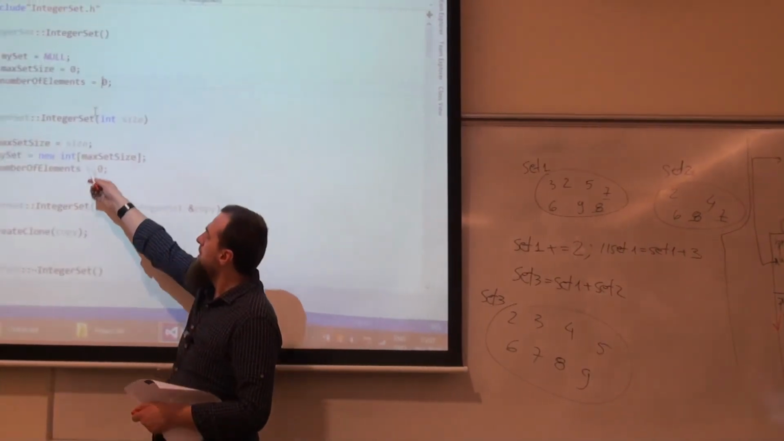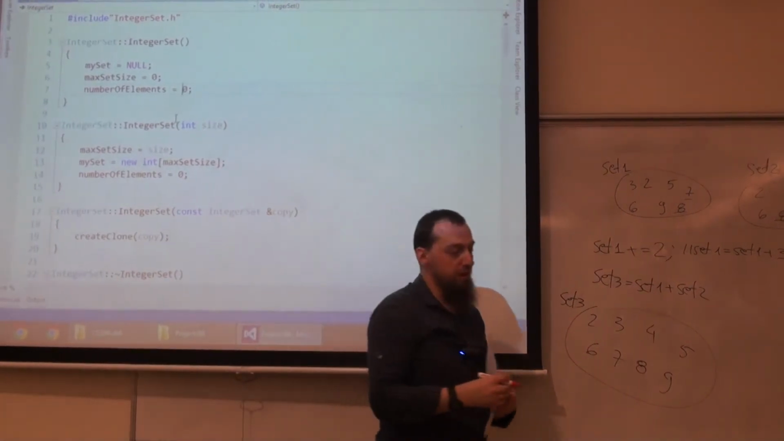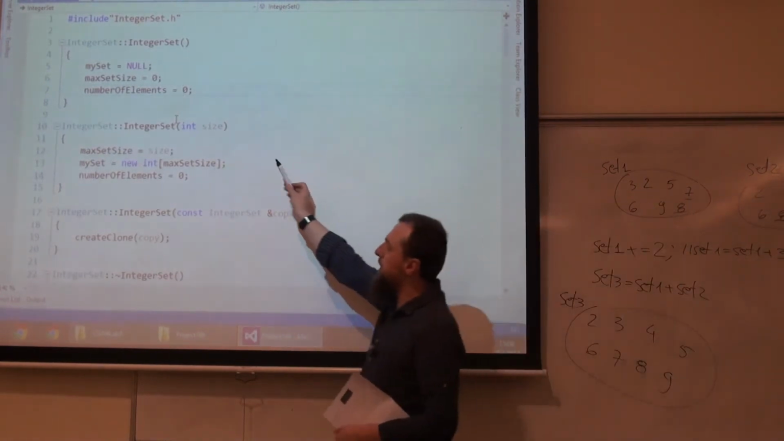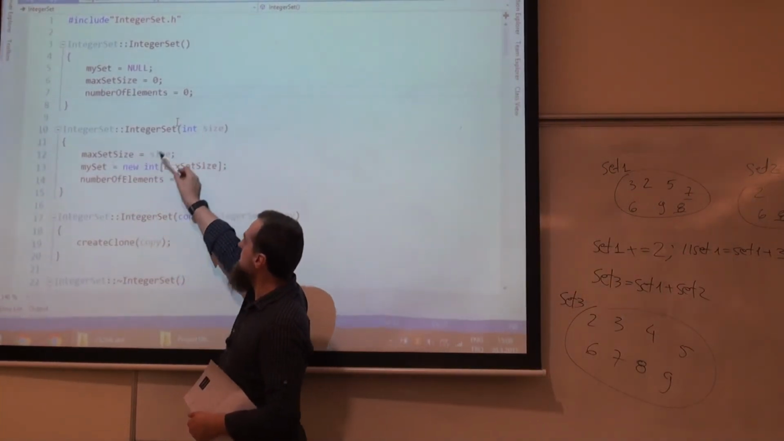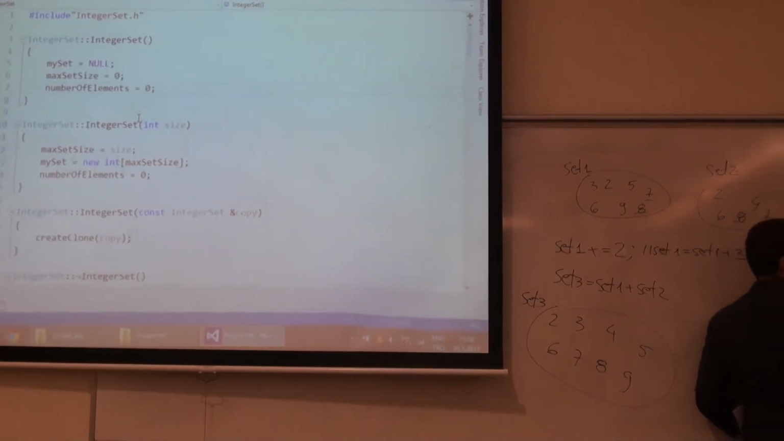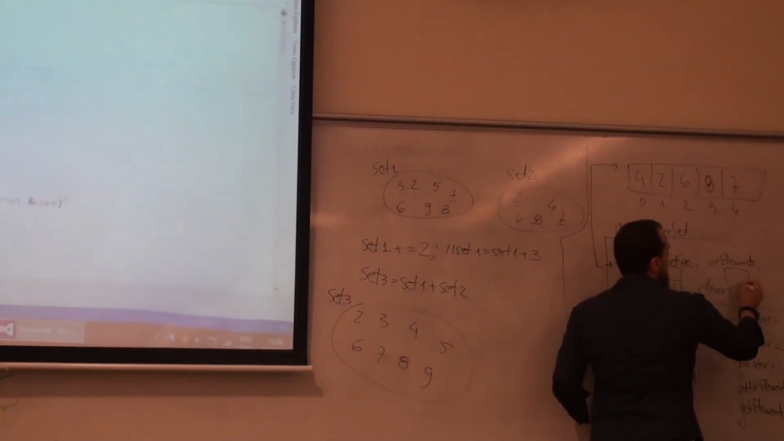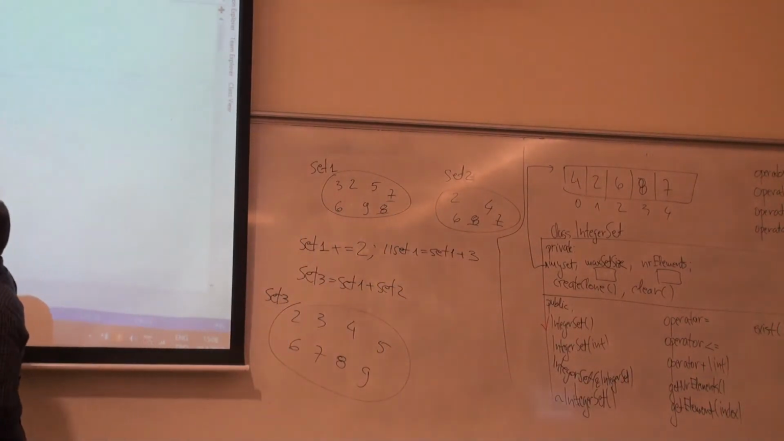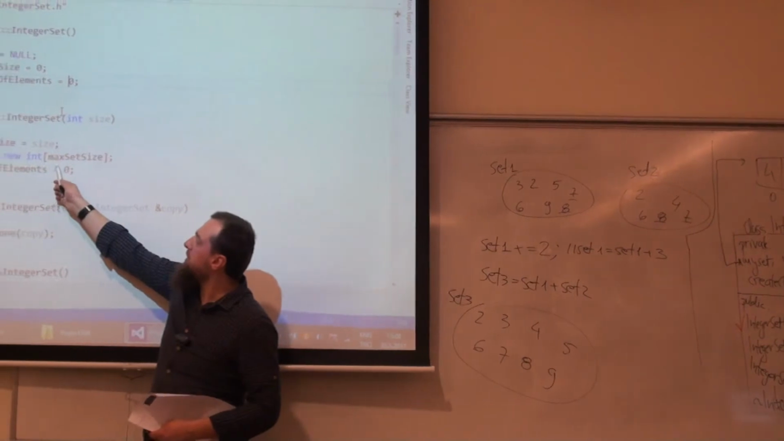When I declare a variable and I pass an integer as parameter, then this is what I do. Max set size is set to the size. Number of elements is 0, because initially I don't have any elements. And my set is equal to new integer max set size.